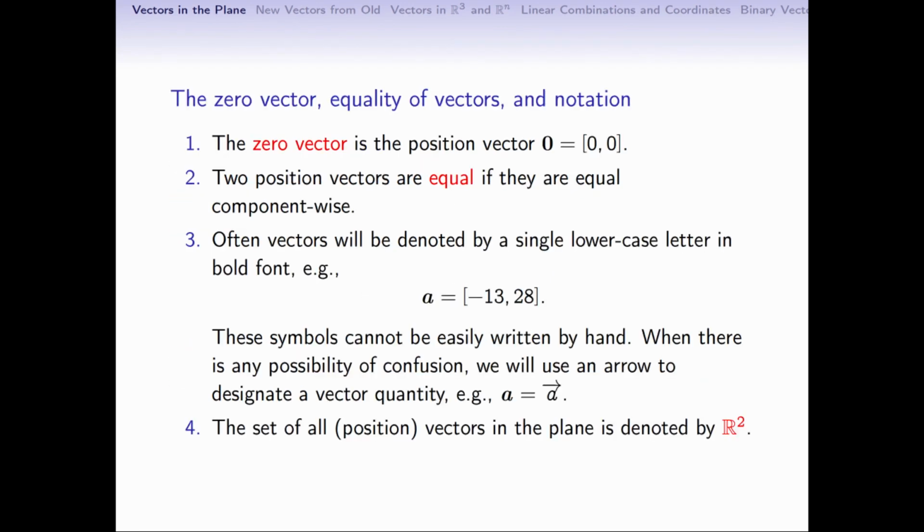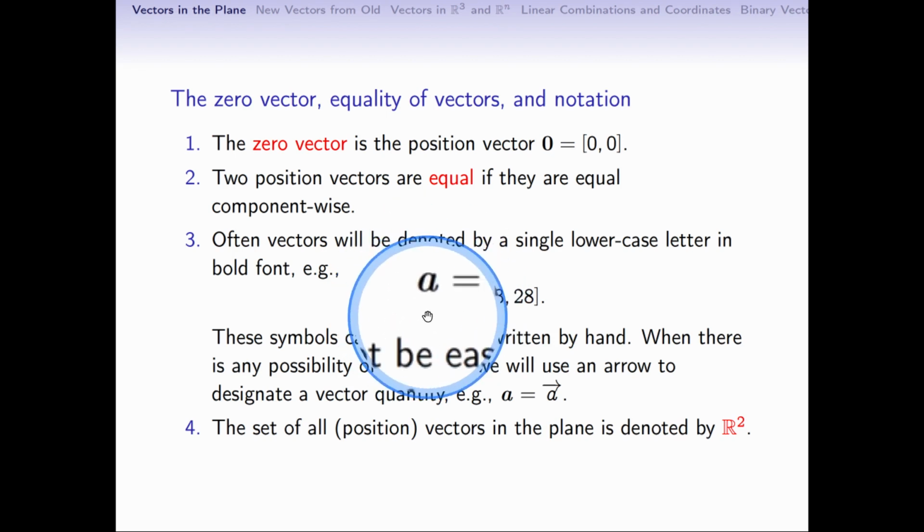Let's talk a little bit about some common notation and some common concepts. The 0 vector is the position vector with components 0 and 0. In other words, the tail and the tip correspond to exactly the same point, namely the origin. That's going to be our 0 vector. We're going to say that two position vectors are equal if they're equal component-wise, in other words, component by component, as we work our way from left to right, they are the same. Often vectors will be denoted by a single lowercase letter in bold font. When we talk about a vector quantity, we're typically going to notate that with a boldface lowercase letter.